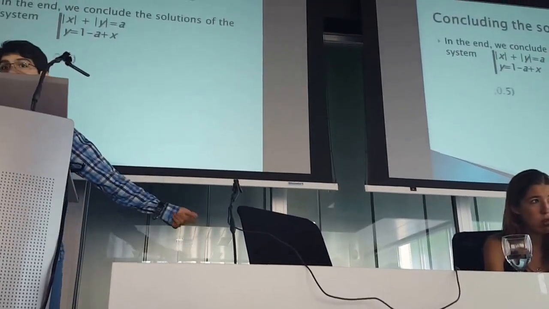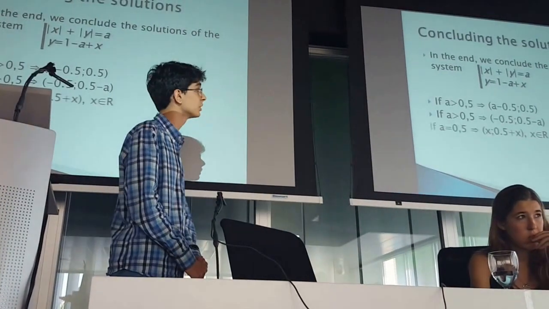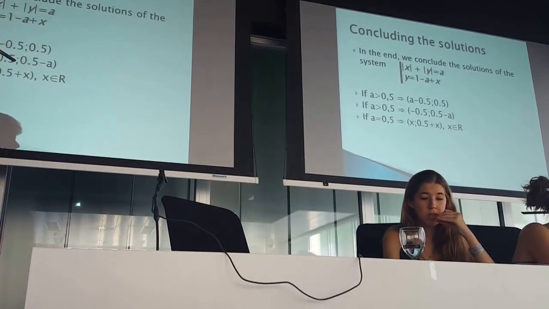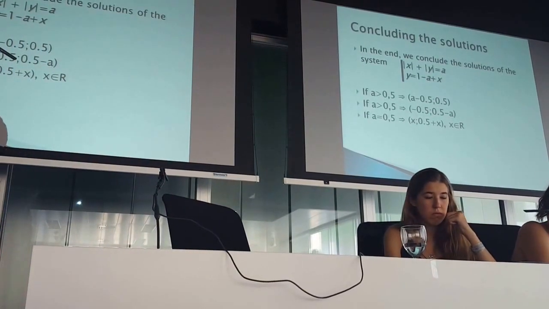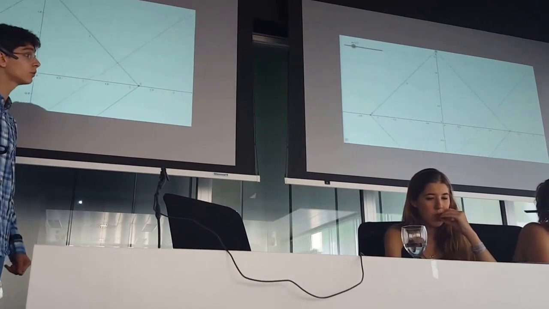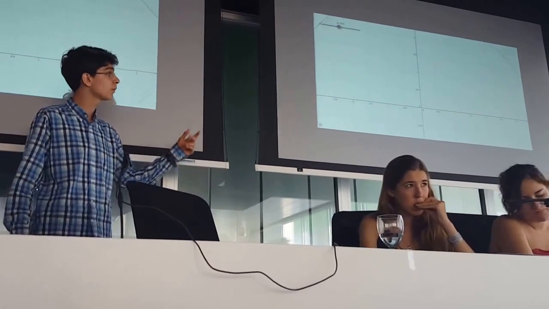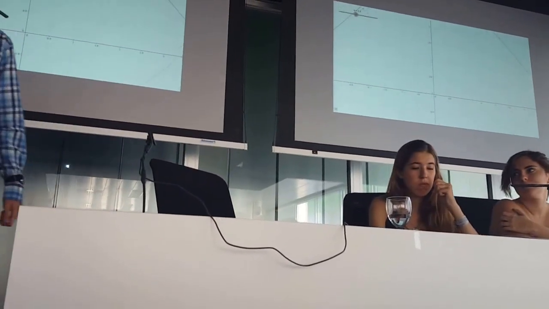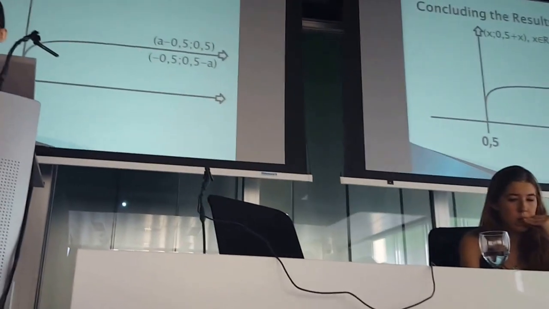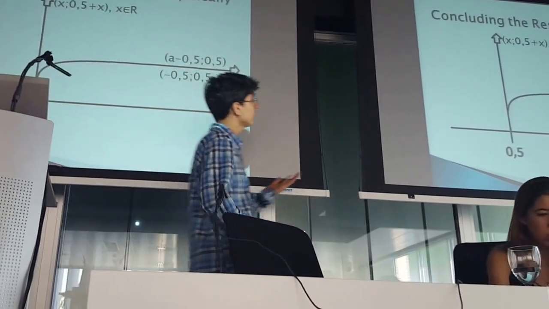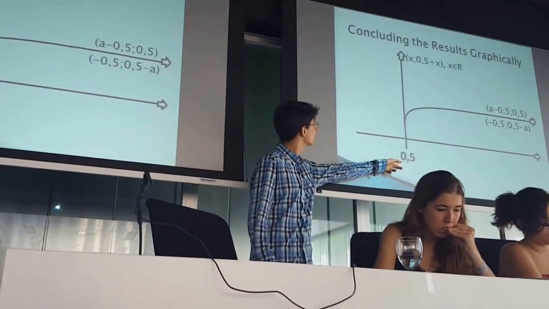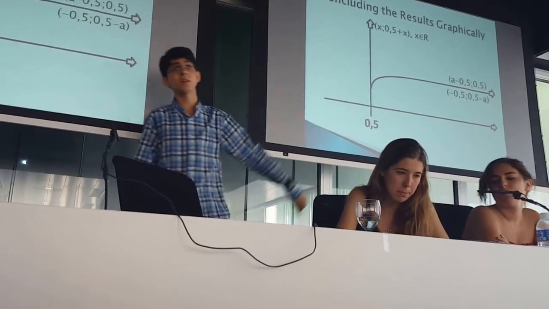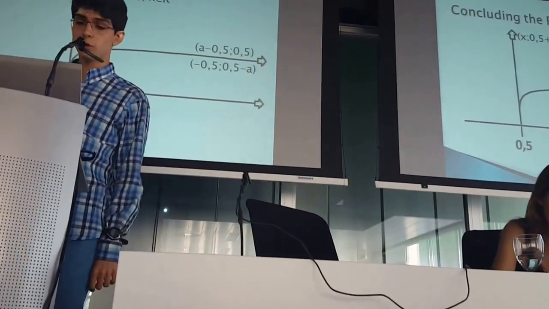And this was the system. So let's conclude the solutions. You can see them. And here are two more ways for concluding the solutions using GeoGebra. And another graphical showing of the results when a equals 0.5, and two cases when the parameter is greater than 0.5.